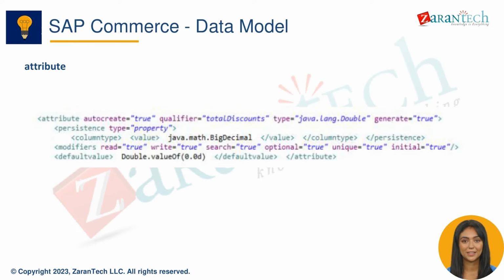Key elements of an attribute definition. Qualifier, unique name. Type: atomic, collection, relation, enum. Modifiers: read-only, write-only, optional. Default value. Unique, indexed, part-of. This defines the item type's characteristics.